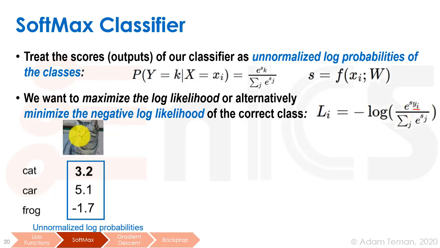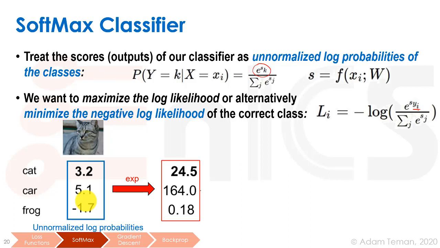So we have our cat here, and we ran it through the network, and we got scores for the 3 different categories we had. The cat got a score of 3.2, the car got 5.1, and the frog minus 1.7. These are the unnormalized log probabilities. That's the sk, where k is either cat, car, or frog. Now, we don't know if that is good or bad. So what we're going to do is we are going to raise it to the exponent, so this is e to the power of sk. And then we're going to sum all of these together, and that's this sigma down here.